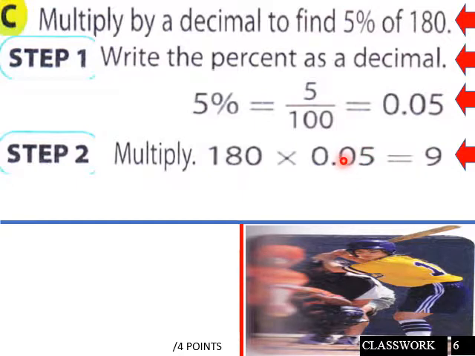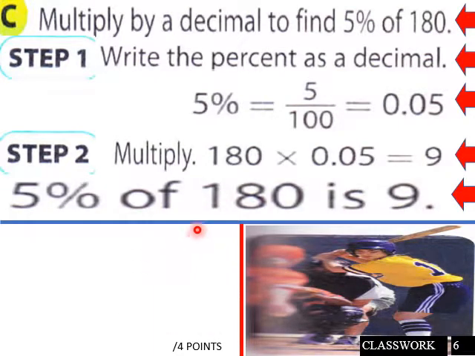So 0.05 times 180 will equal 9. You can use a calculator, or you can do this using long multiplication down here, students. So 5% of 180 is 9.